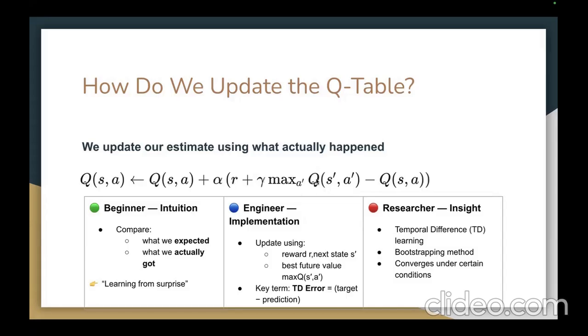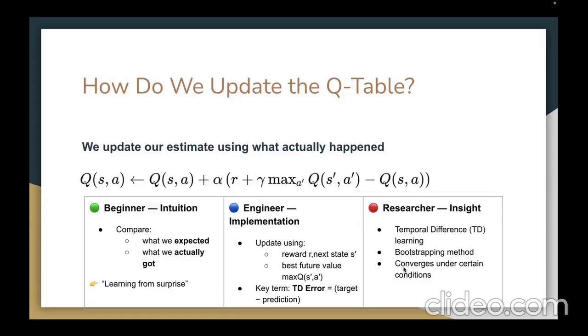The second thing is the best future value, basically in the next state s prime, and we want to look at what is the best action there. And we combine these two values to form an estimate of the Q(s,a). And we call this the TD error, which is target minus prediction. And for research purposes, we call this temporal difference learning. And this is a bootstrapping method because we are trying to update Q(s,a) over time.